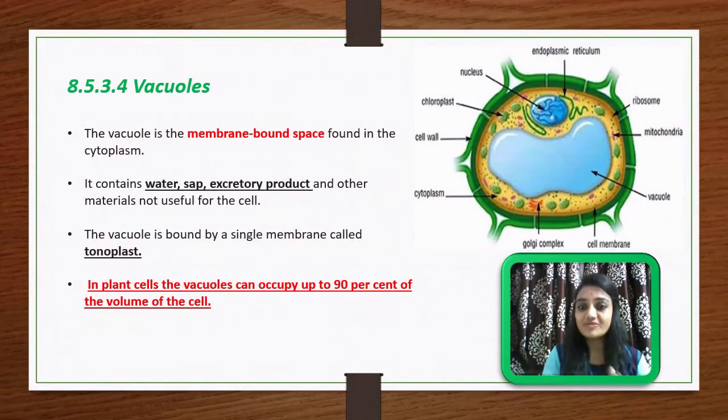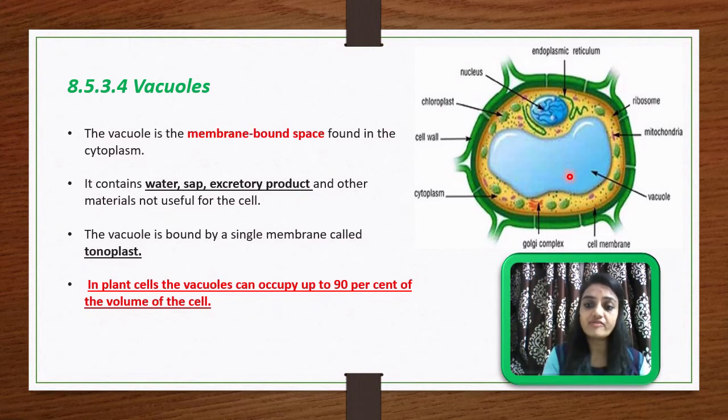Now let me go through another organelle, and that is the vacuole, which is also a part of the endomembrane system. Okay, so the vacuole is a membrane-bound space found in the cytoplasm. It contains water, sap, excretory products and other material not useful to the cell. It means whatever waste products are there will be accumulated inside the vacuole.